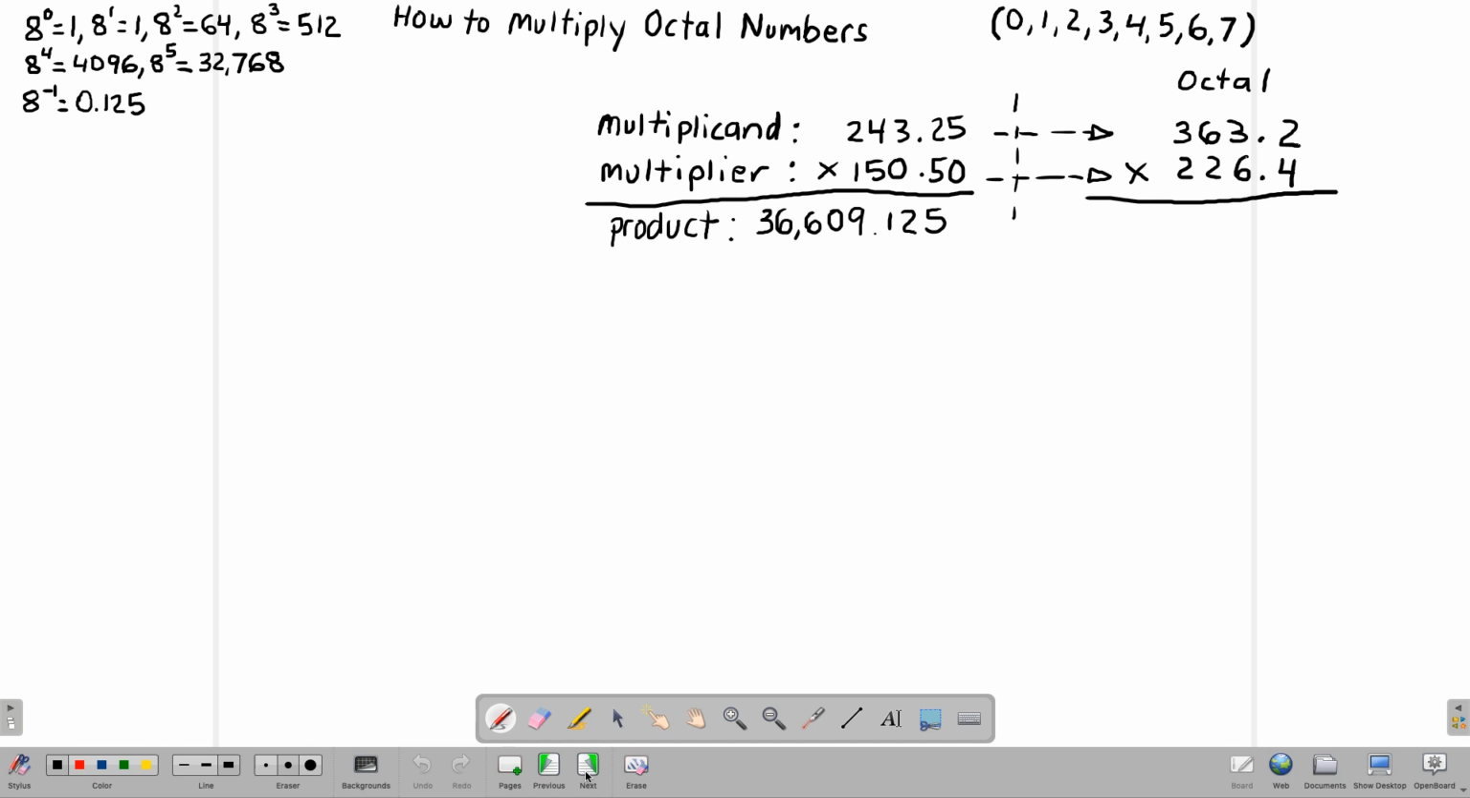So what we're going to do is take the value 363, and it would have been 0.2. This removes the decimal point.